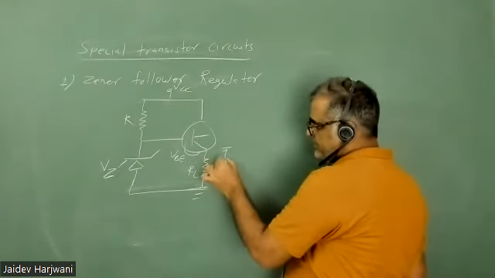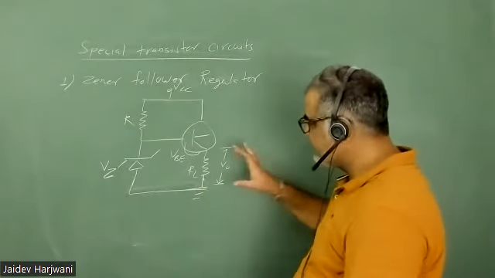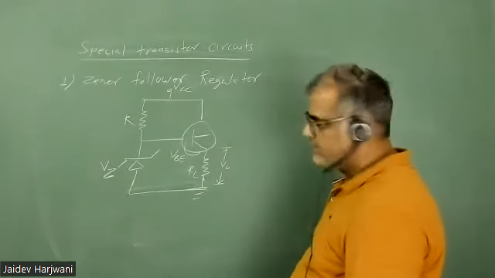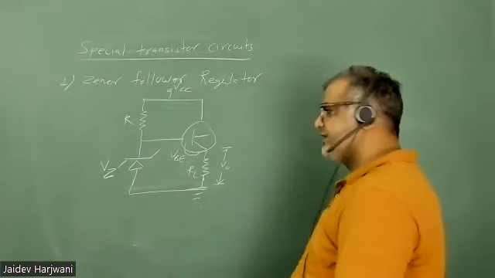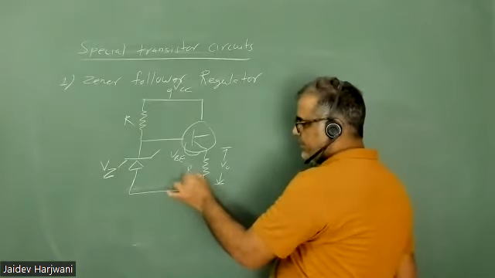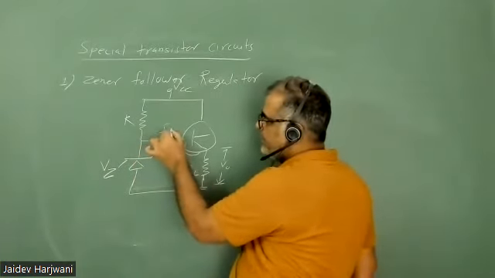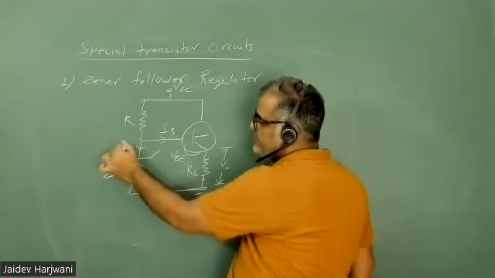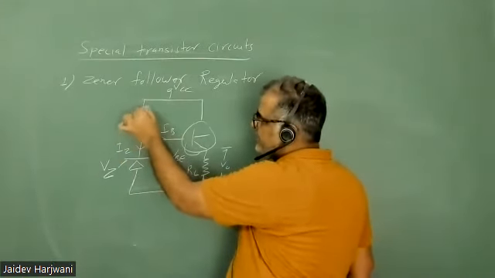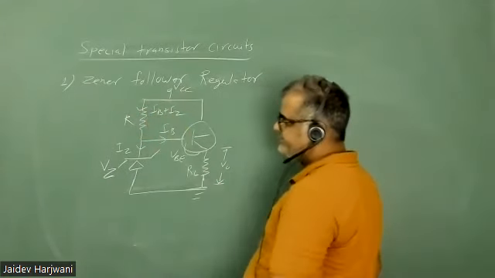Just look, very good question. I want to see how the voltage here becomes regulated once it is connected like this. So this voltage will always be constant. Now here current will go IB and here current will go IZ, through the Zener diode. So obviously this current will be IB plus IZ.